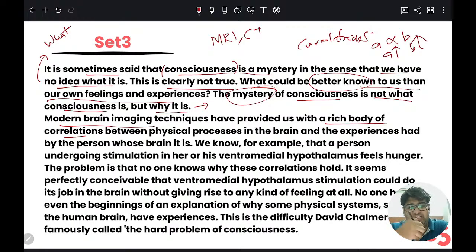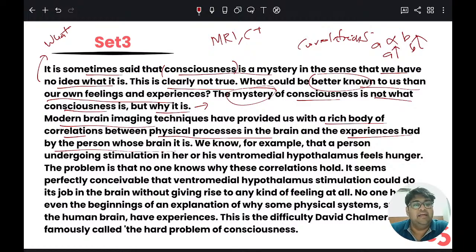So you know what correlation is between the physical process in the brain, what is happening in the brain, the releasable chemicals, and the experience had by the person whose brain it is. What is his experience? When we feel happy, the dopamine inside our head is releasing.